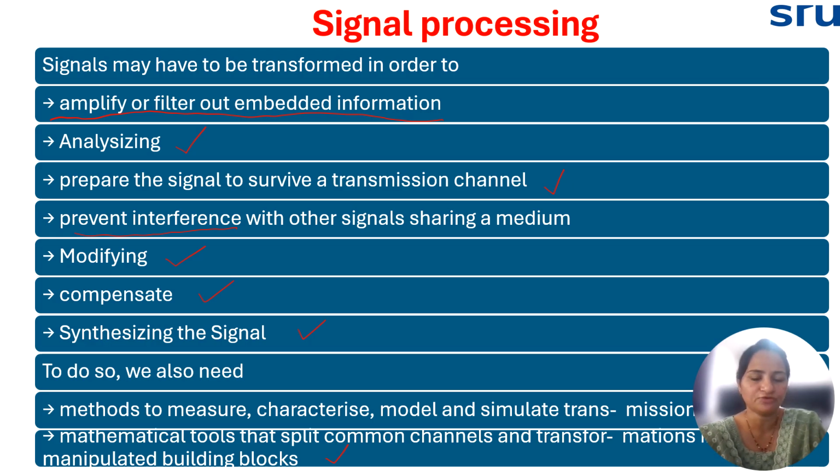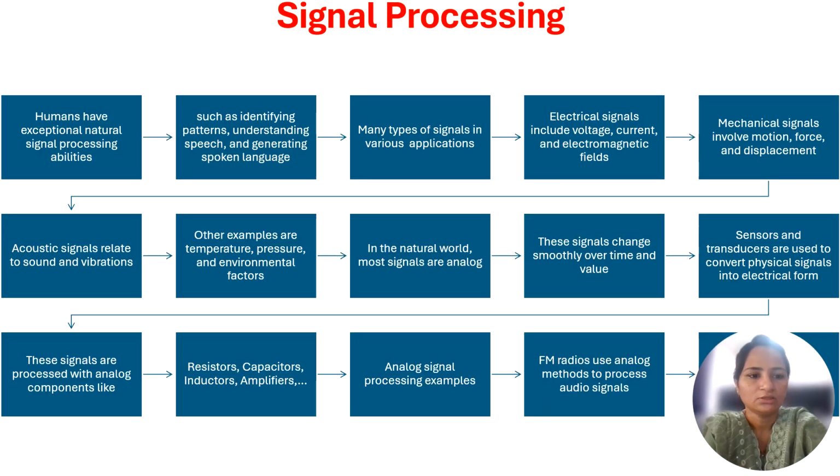So here we have modifying, synthesizing, amplification, and everything comes together to perform this signal processing application. Filtering, amplification, then analyzing, modifying, signal processing applications. So these are the different types of signal processing.